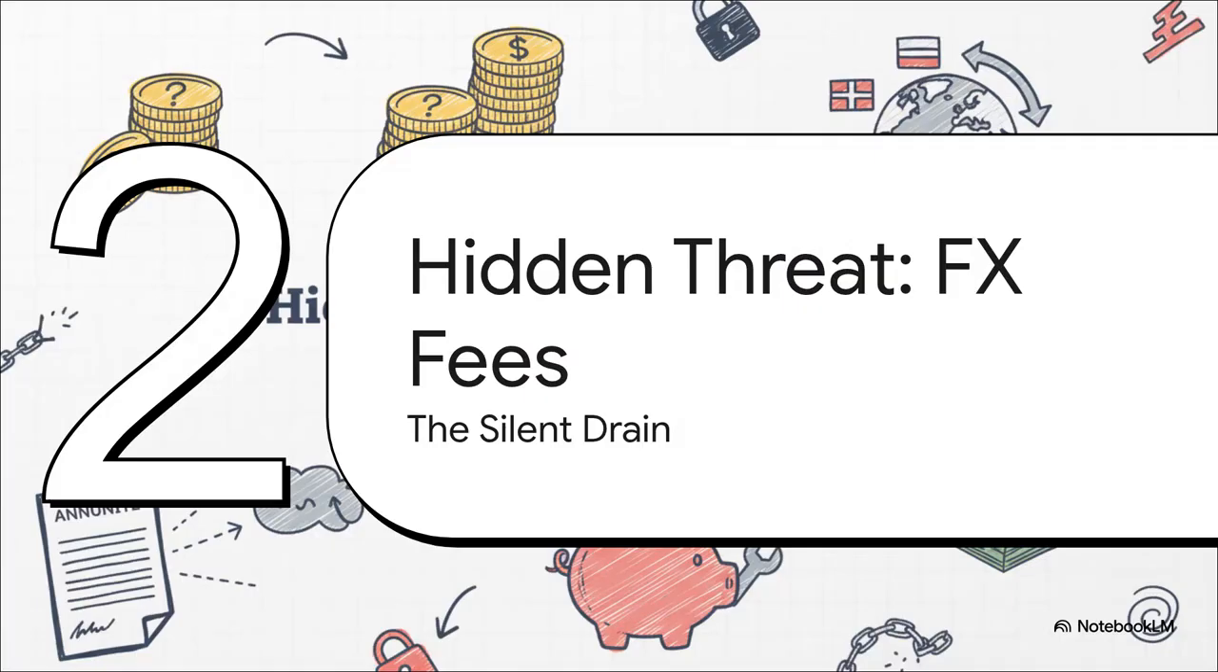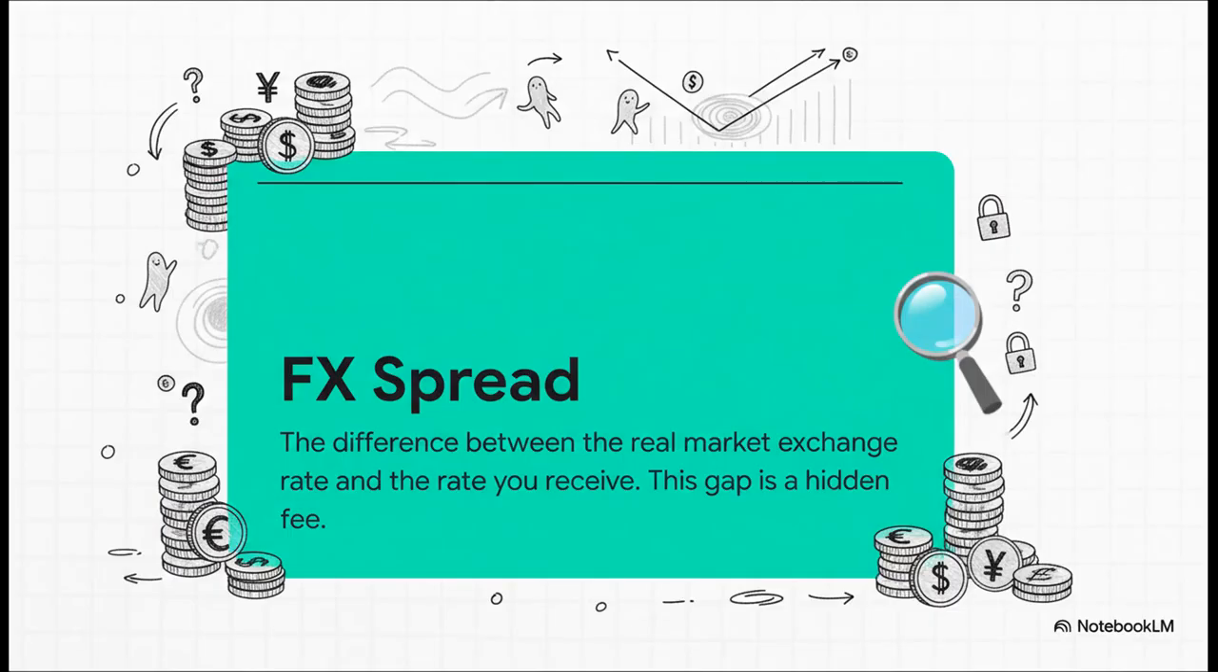Okay, next up is our second hidden threat: FX fees. This is the silent drain on your capital. Now, this isn't about unpredictable market swings. This is about costs that are baked directly into the financial plumbing of the annuity itself. And that's called the FX spread.